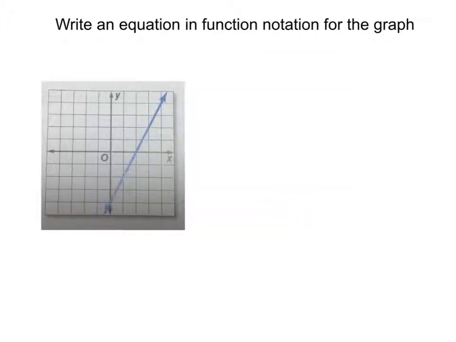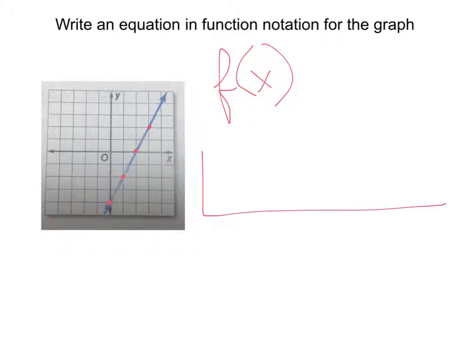So let's pause the video and write an equation in function notation for the graph. Remember, function notation is the f(x). You want to select some points along the graph, put them in a table, and find the relation. So let's go ahead and pick 3 points. You should always try to pick points that intersect at specific lines. It just makes it a little bit easier for the math.